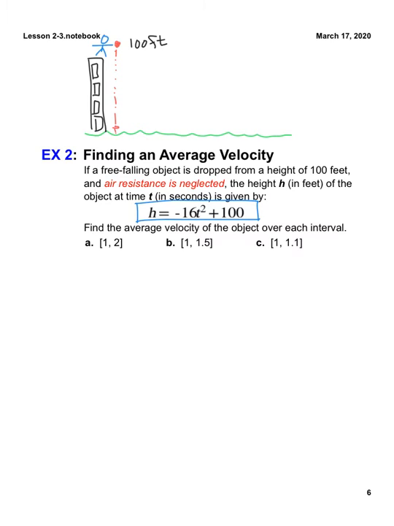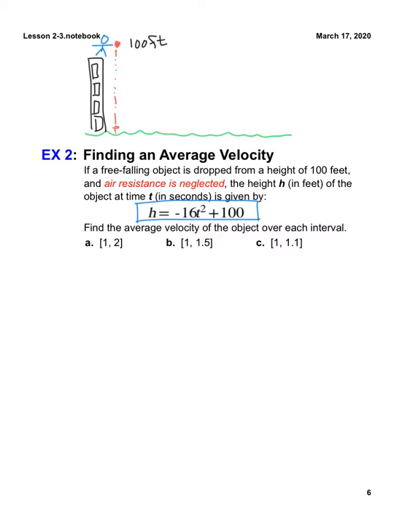Okay, so we're going to find the average velocity of the object over each of these intervals from time of 1 second to 2 seconds, 1 second to 1.5 seconds, and 1 second to 1.1 second. So what we're doing is we're actually getting closer and closer to 1. So the 1 and 2 seconds are the furthest time apart that we're looking at. This is just a difference of a half a second, and this is a difference of a tenth of a second.